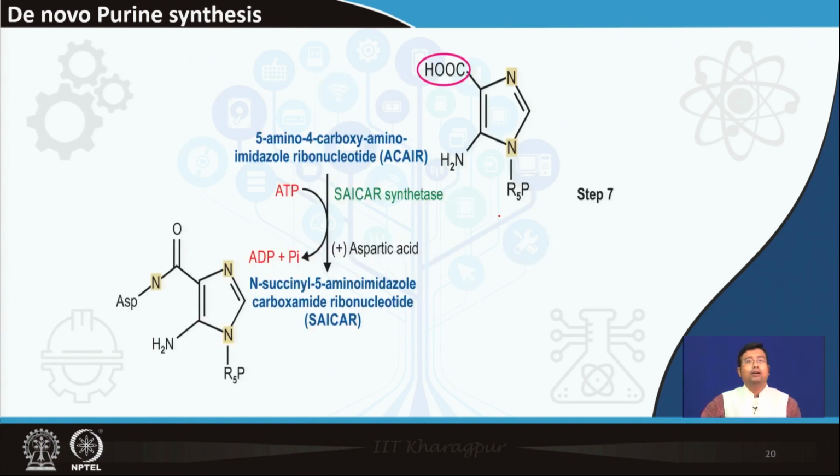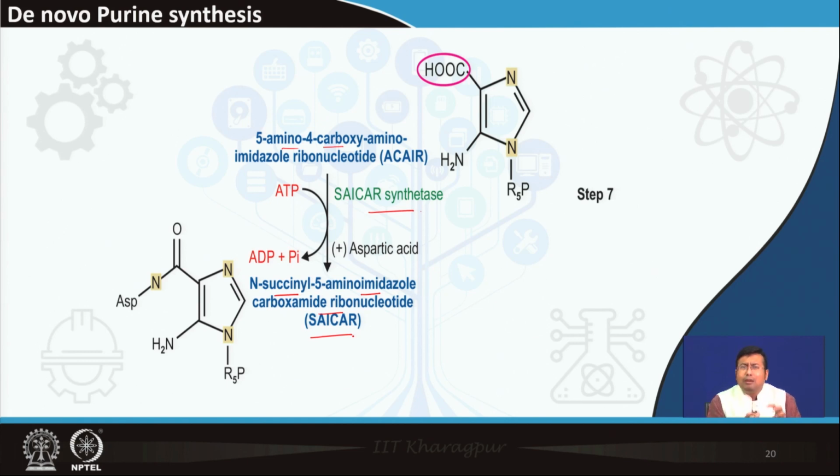So, next step, what is happening? An aspartic acid is coming in, right. Again ATP is utilized, the enzyme is synthetase, and the previous intermediate, that is 5-amino 4-carboxy aminoimidazole ribonucleotide, is converted to N-succinyl 5-aminoimidazole carboxamide ribonucleotide, which is abbreviated as SAICAR, right.